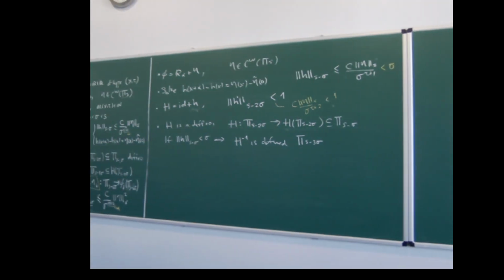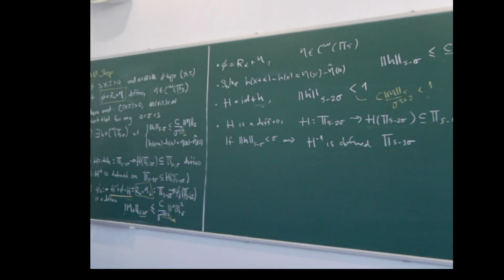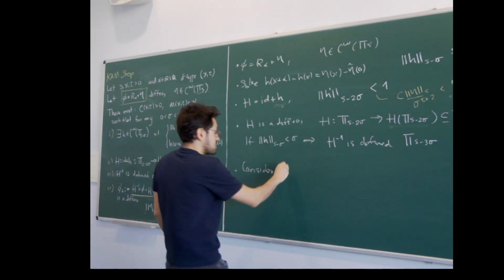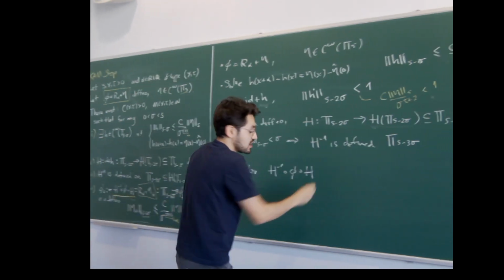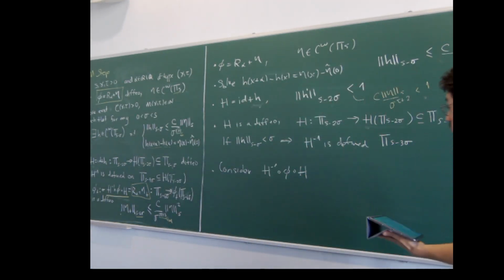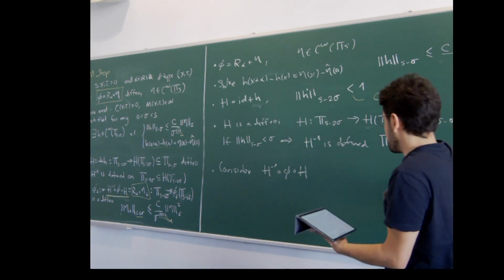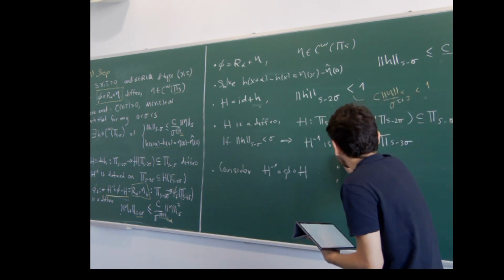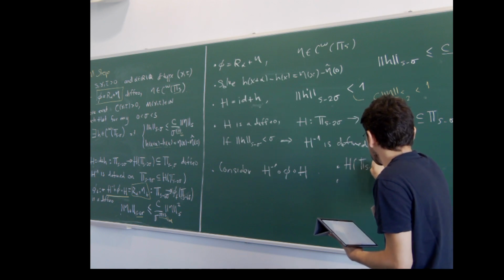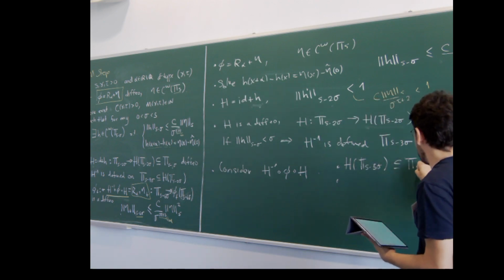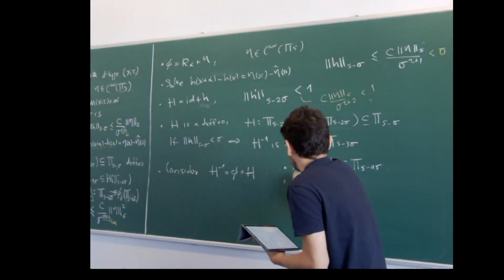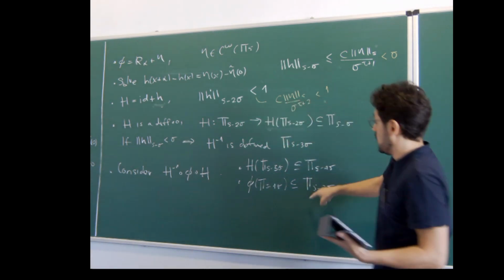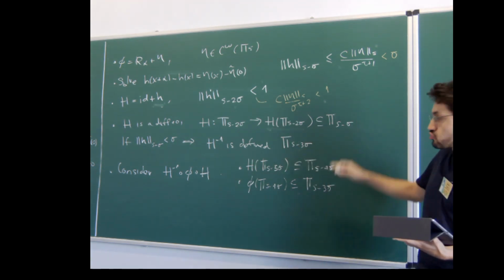So at the end, I just try to make sense of this composition. Now that I know all of this, I want to say in which set this composition is well defined. Consider H minus 1 composed with phi, composed with H, and I want to say that this is well defined. The two things that I know are: H of T of S minus 5 sigma is contained in T of S minus 4 sigma, and I can show that phi of T of S minus 4 sigma is contained in T of S minus 3 sigma. And here my inverse is well defined. Okay? So I can say that this is defined.